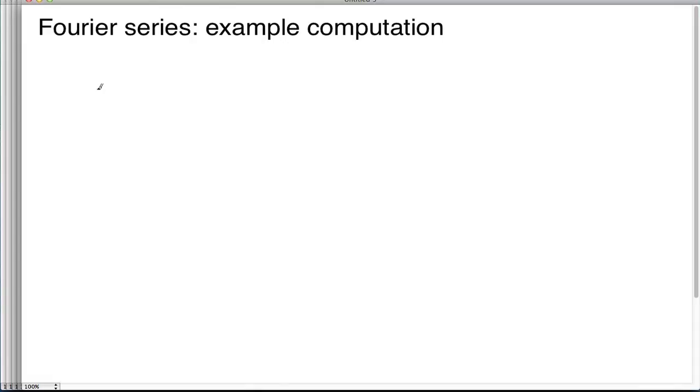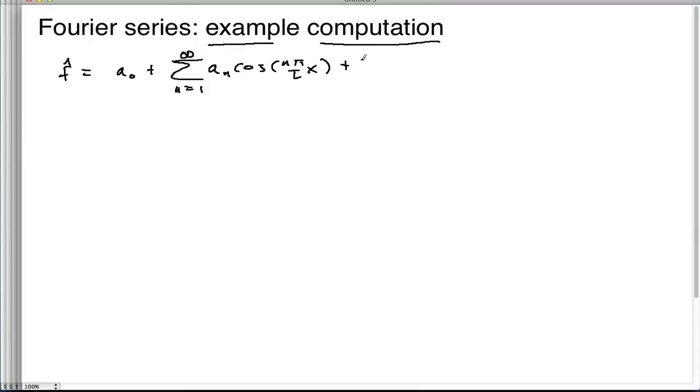Hello and welcome. Today we're going to talk about Fourier series and we're going to perform an example computation. So recall what a Fourier series is. We have f hat, and it's equal to a0 plus the sum from n equals 1 to infinity of an cosine n pi over L x plus bn sine n pi over L x. Okay, and here we can take x to be on the interval negative L to L.